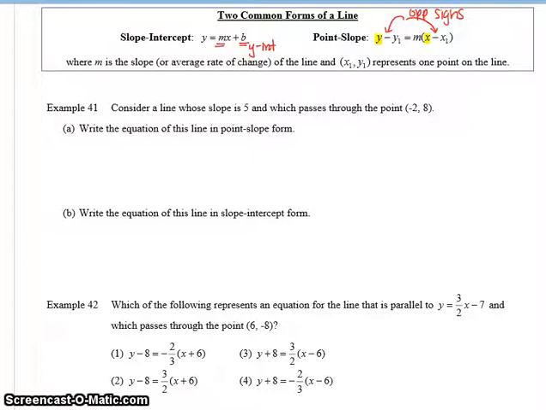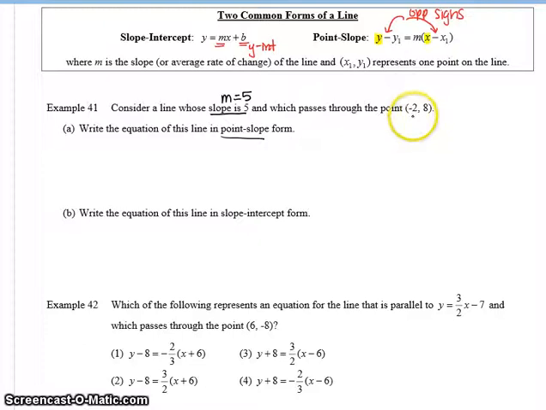All right, example 41 here. Consider a line whose slope is 5, so that means m is 5, and which passes through the point (-2, 8). Write the equation of this line in point slope form. So you're going to go up here if you need this.